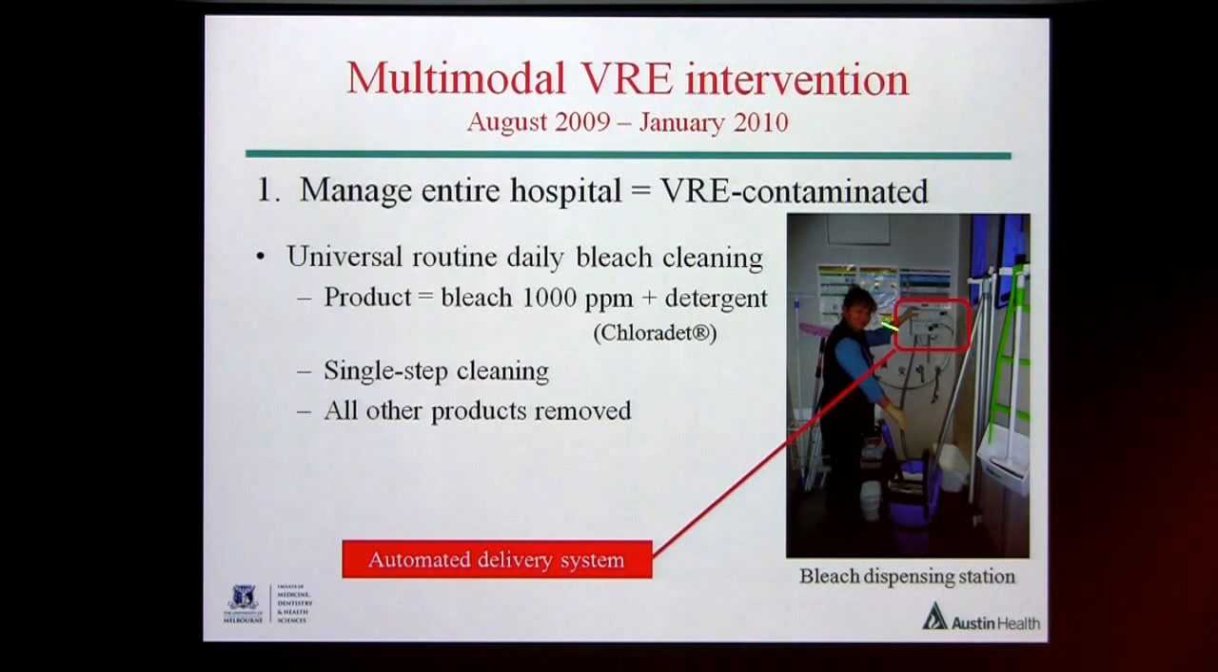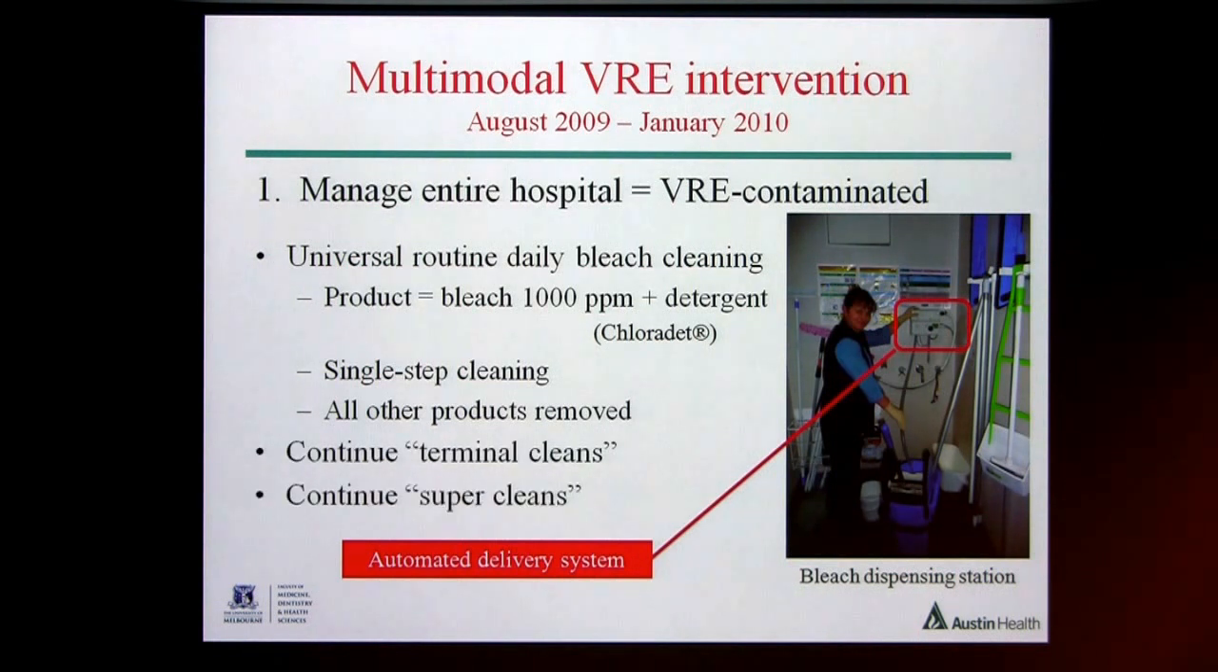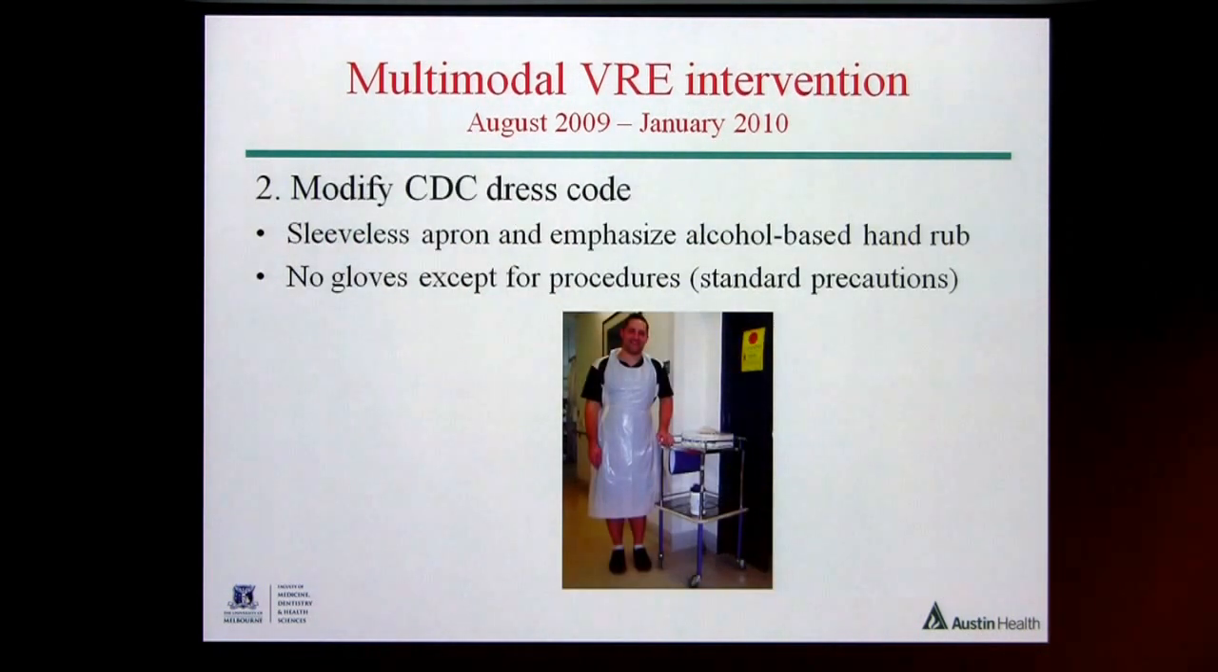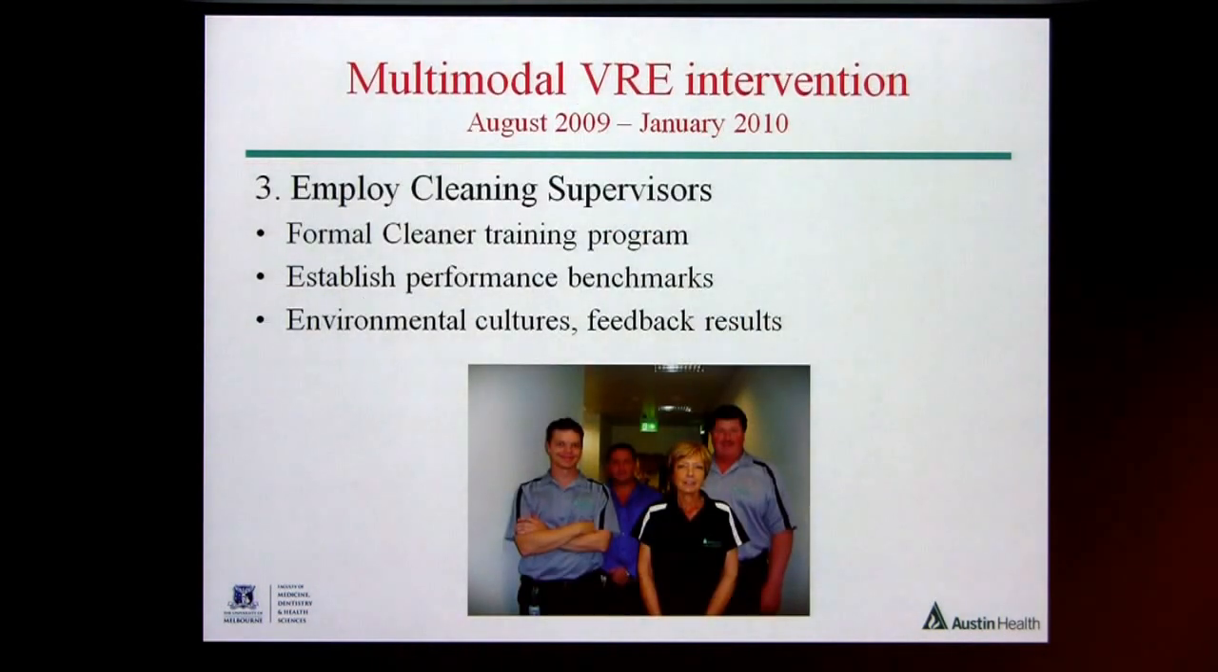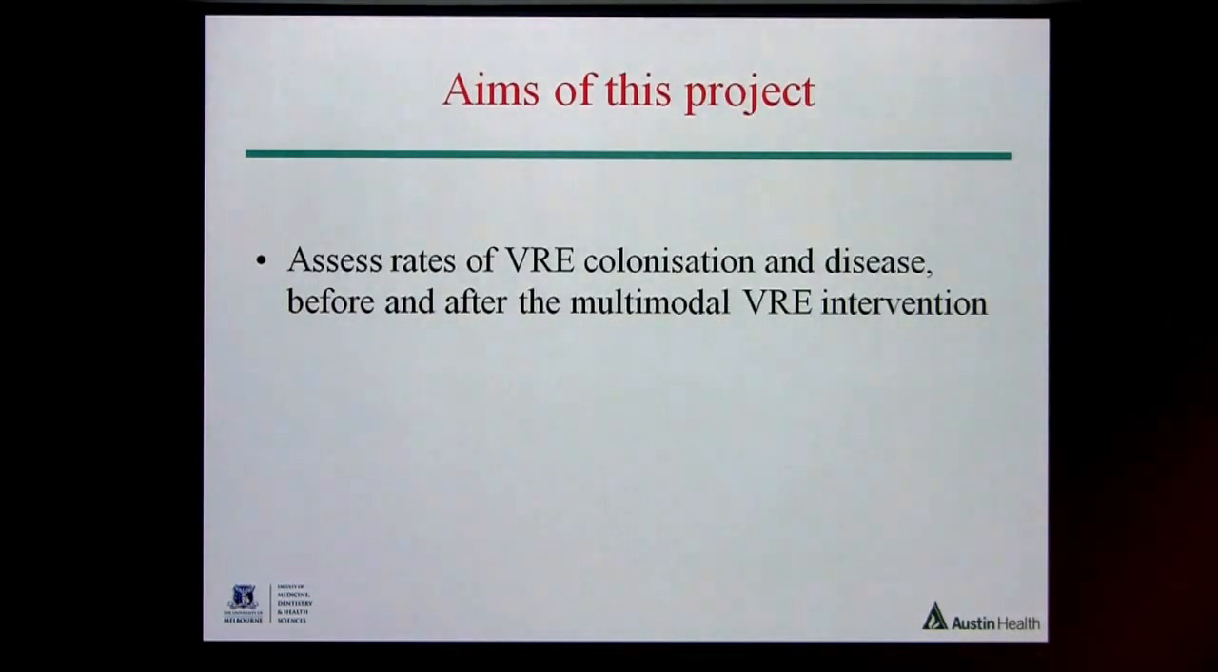So we've installed all these new mixing devices that automatically mix 1,000 parts per million. We've measured the length of the hose, so it goes so many centimetres down below the edge of the bucket and doesn't splash. It only mixes with cold water. We've actually used the savings from this to a point where we've had some savings in terms of changing our gowns and gloves, so we're no longer following the CDC protocol. We've shown that alcohol hand rub works against VRE, and with that we've appointed cleaning supervisors to go around and teach people how to clean properly and to explain why we need to screen for VRE in the environment. And so we assessed this both in terms of colonisation and disease.